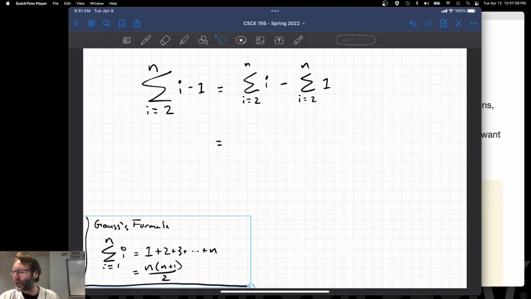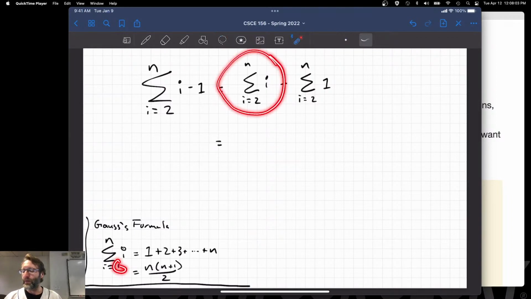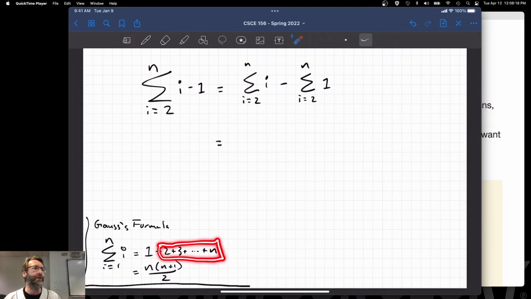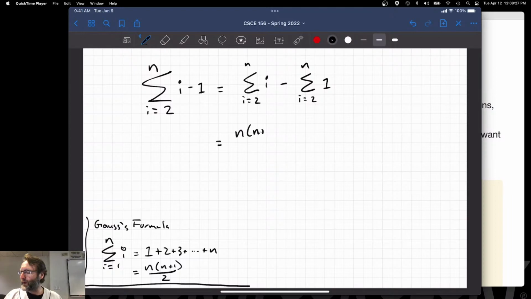Right? Okay. How can we apply Gauss's formula to this thing now? Just the opposite problem as before. We're not stopping short. We're skipping 1. So in other words, it's 2 plus 3 plus 4 plus 5 plus dot, dot, dot, n. So all I need to do is focus on these terms down here. In other words, this thing right here minus 1. That's n times n plus 1 all over 2 minus 1.